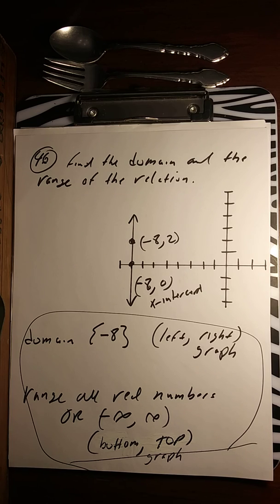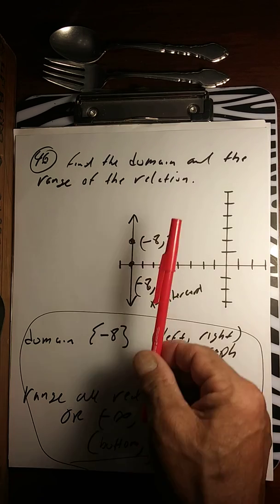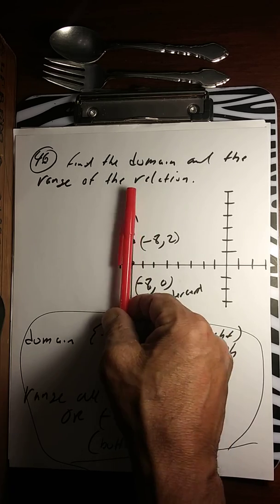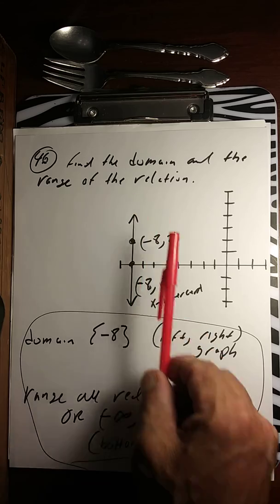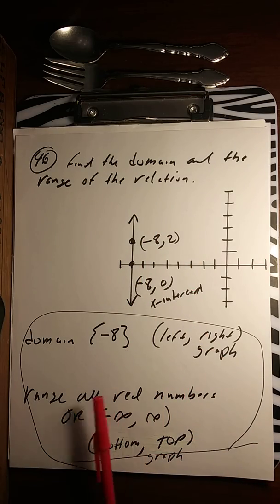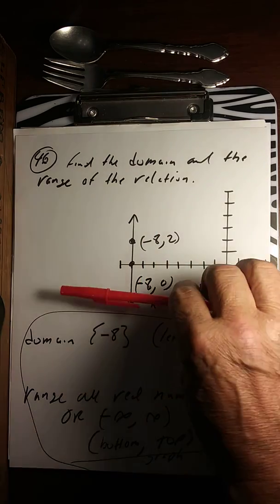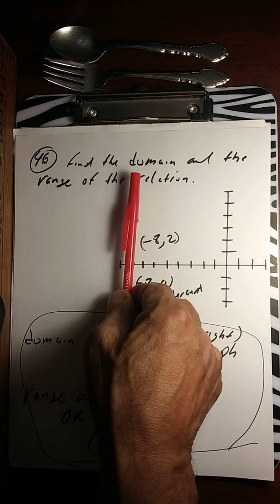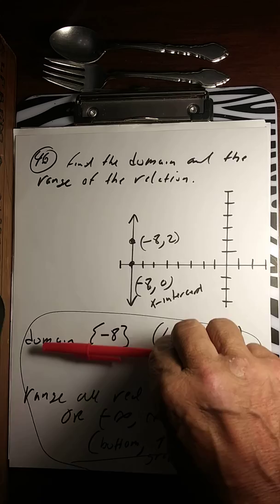Find the domain and range of the relation. Okay, so the domain is right there, negative 8. That's it. It stops at negative 8. So negative 8, that's the domain. And then the range is negative infinity to infinity. So domain is just that number, negative 8, and the range is negative infinity to infinity.